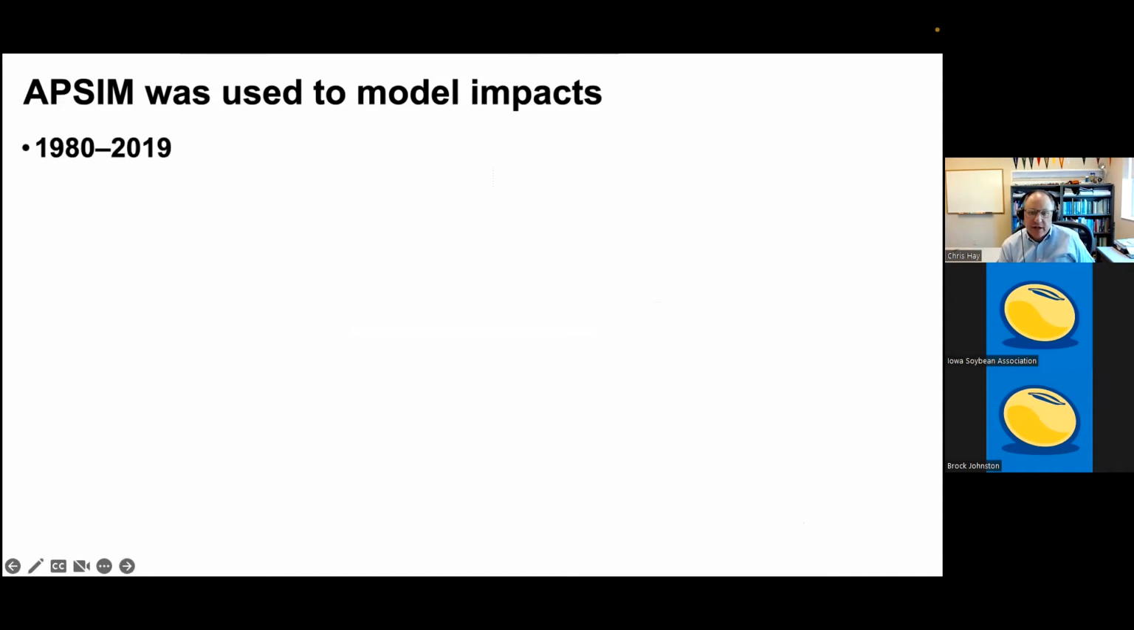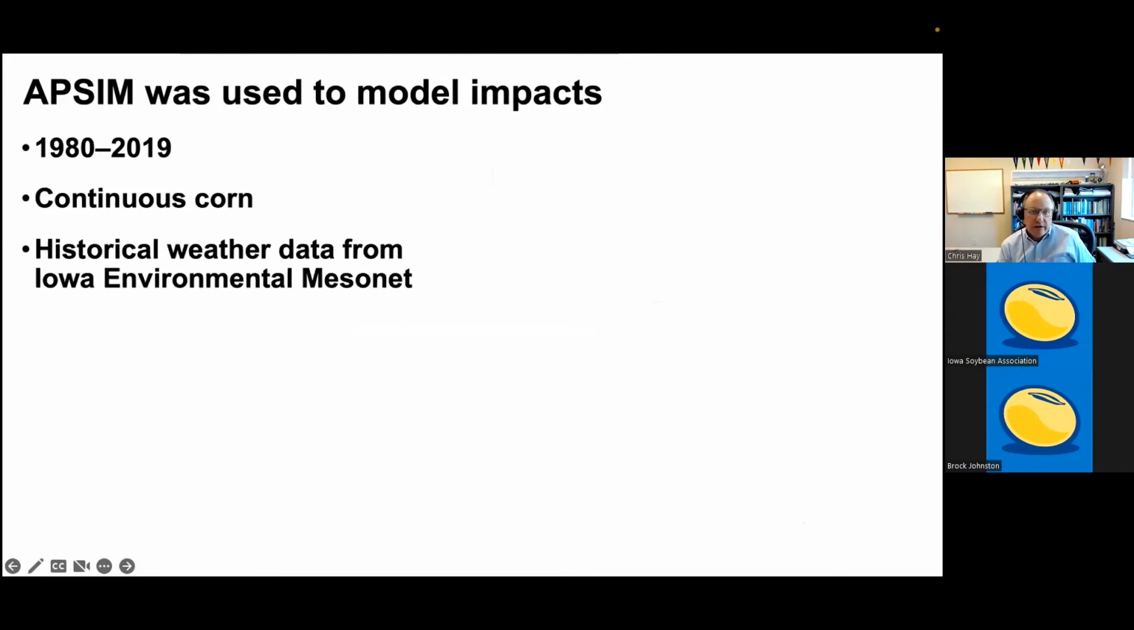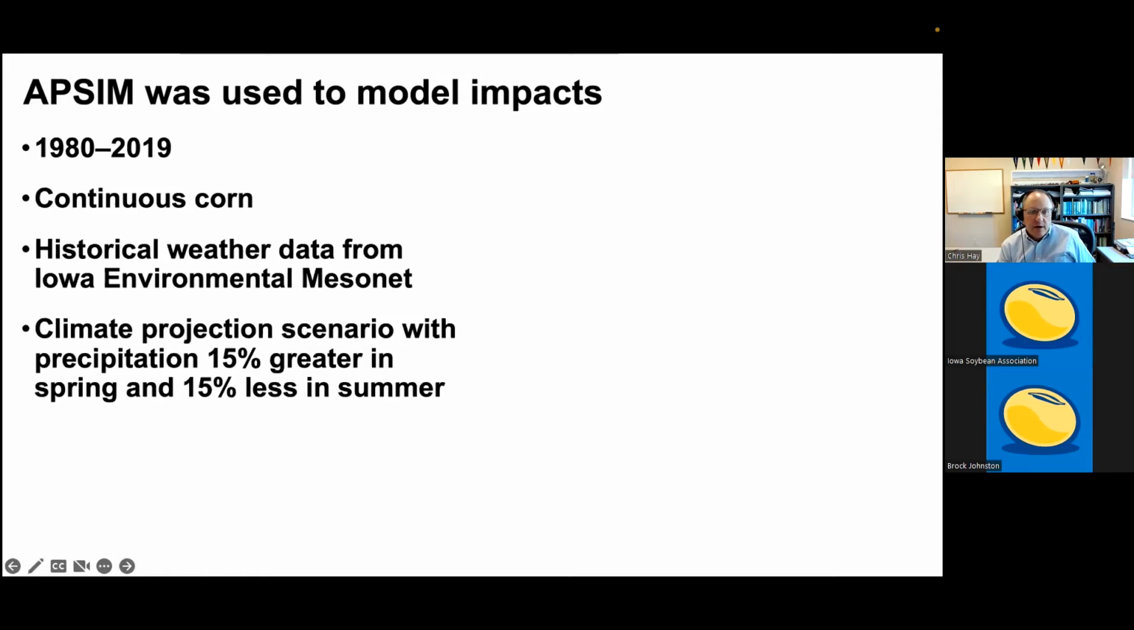And so we used a study period of 1980 to 2019 using continuous corn because we have the most data for corn right now. And then we looked at kind of historical conditions. So what would we have expected over that 1980 to 2019 period if we had drainage water recycling? But then also, since we know that the rainfall patterns are changing and will continue to change, we looked at what some of the climate projections suggest, that something like 15% greater precipitation in the spring and 15% less in the summer. And so what things might look like as we go forward into the future.